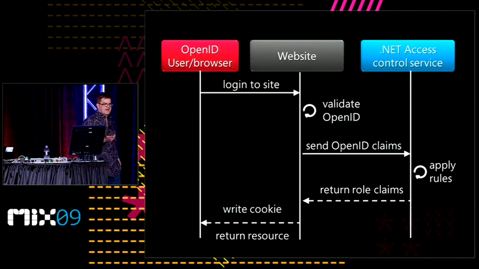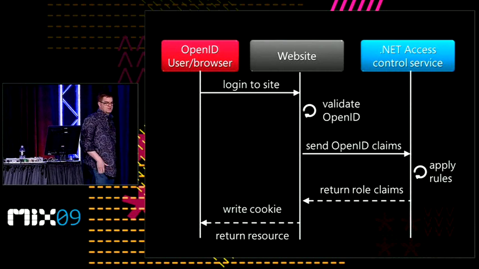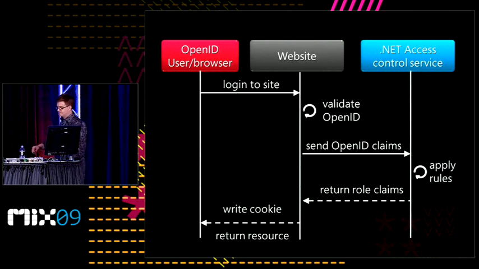It takes the content of that OpenID ticket, packages it up into a token, sends it to the access control service. The access control service then runs rules and spits back a different token that happened to have role claims in it. From that point, the website can take the values of those claims, write them in a cookie and return the resource. It's exactly what John showed today. Basically this exact approach.